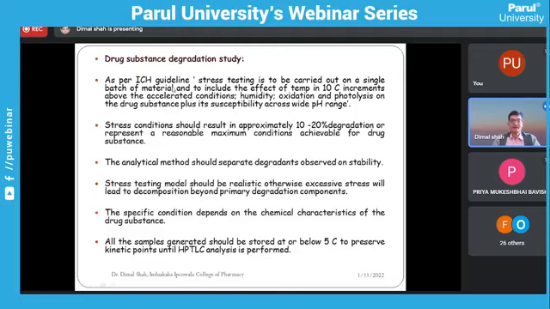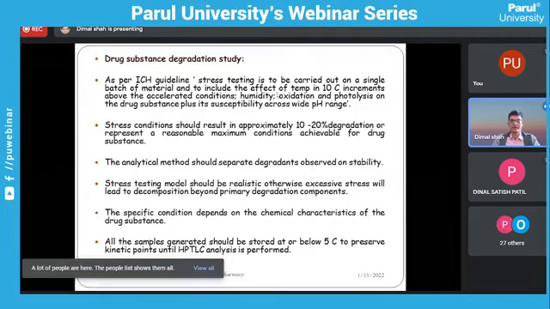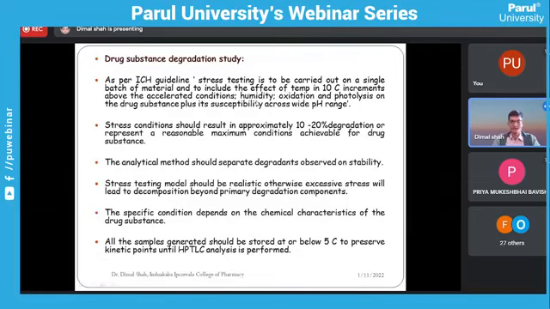Now, as per ICH guideline Q1, stress testing is to be carried out on a single batch of material and to include the effect of temperature in 10-degree increments above the accelerated condition, humidity, oxidation, and photolysis on the drug substance, plus its susceptibility across a wide pH range. Now, these 4 lines have been mentioned in the ICH Q1A guideline. And by the interpretation of these 4 lines, we have to perform the stress degradation study or forced degradation study.